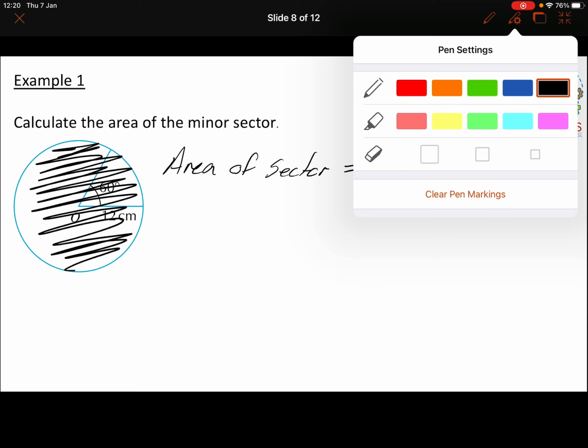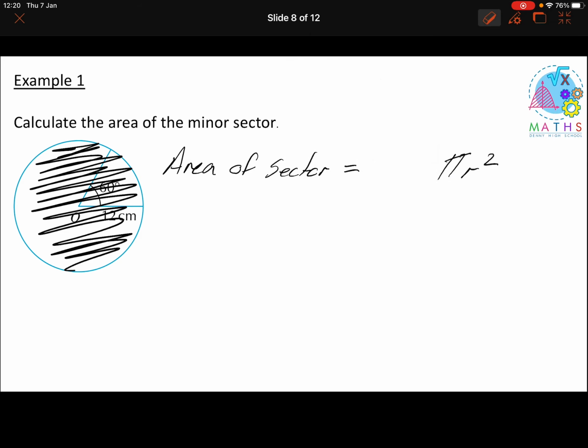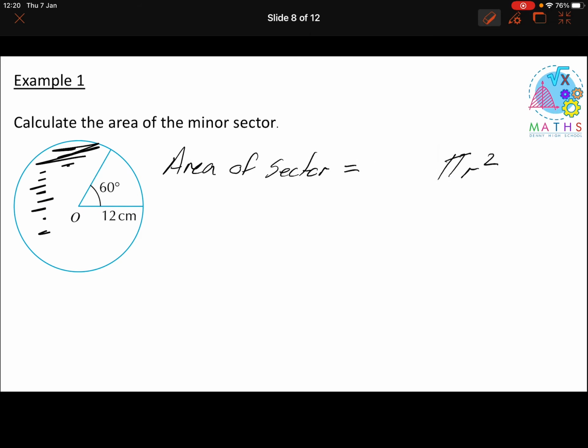Now the fraction that we are interested in, let me get rid of some bits, is that 60 degrees, okay? We're only interested in that 60 degrees. So we are only interested in that angle at the top there, right? Now we know if it's a full circle, it will be out of 360 degrees, okay? So that fraction at the front is absolutely essential. So what we're interested in? Well, we're interested in 60 out of the 360.